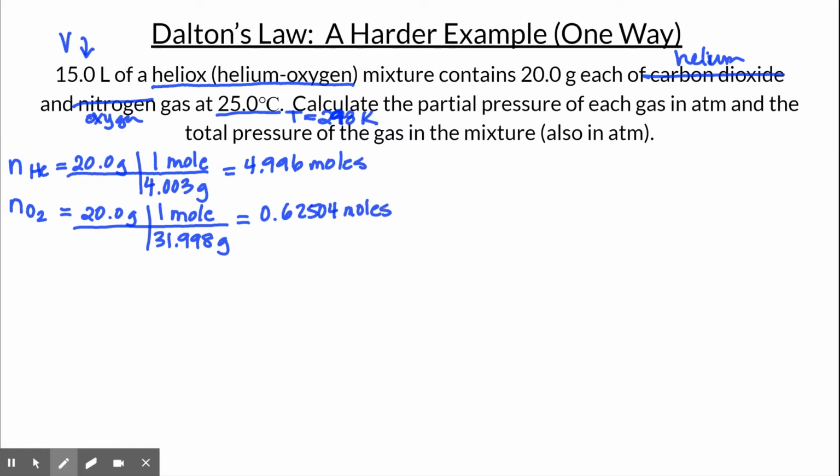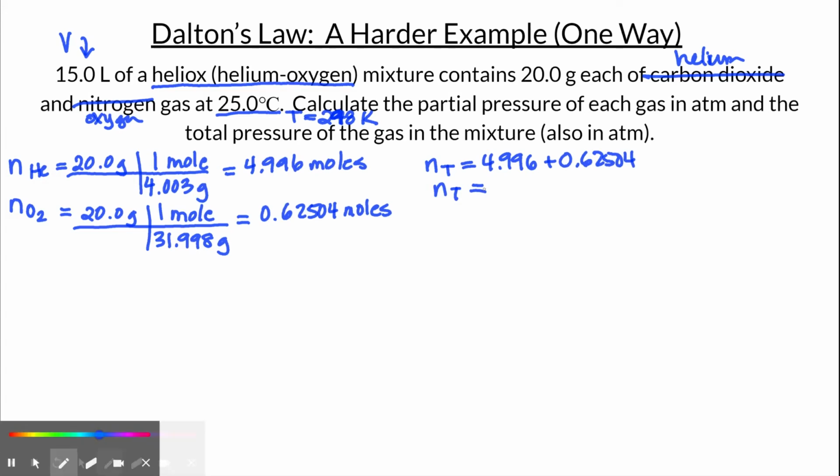Since there are no chemical reactions occurring, the total number of moles in the tank is just going to be 4.996 plus 0.62504. And there are no other gases, so that should make things easy on that front. So you add these up and you'll get the total number of moles as 5.62104 moles.